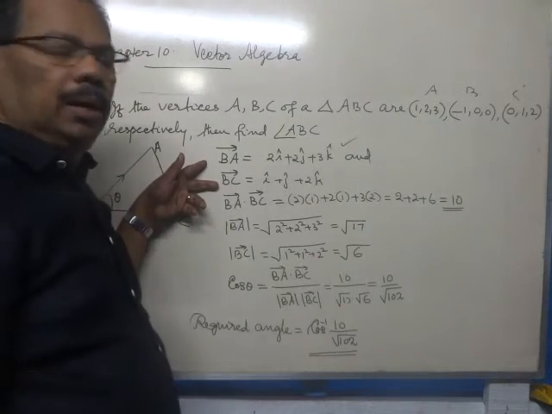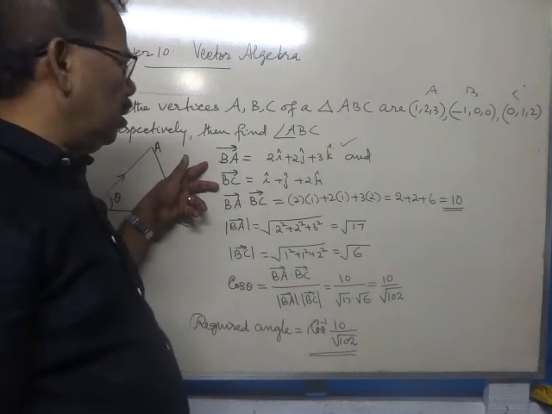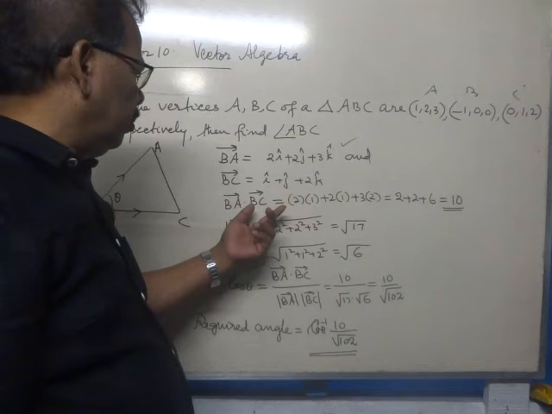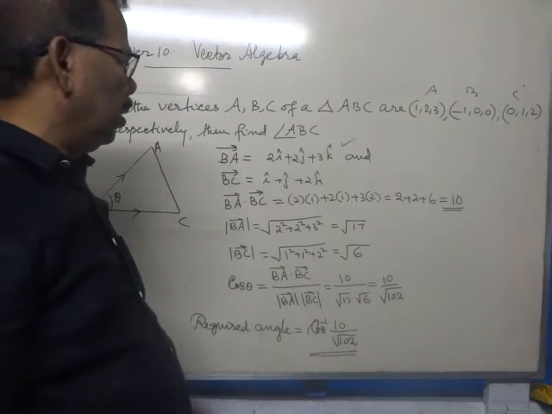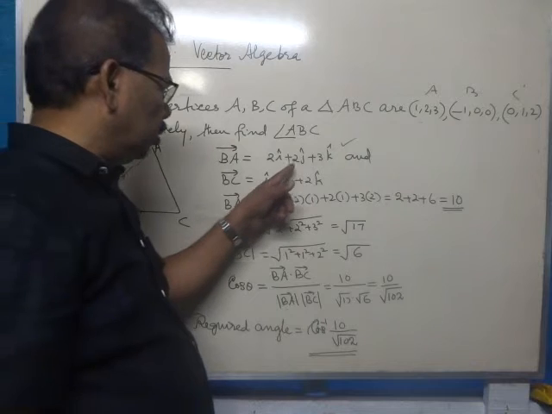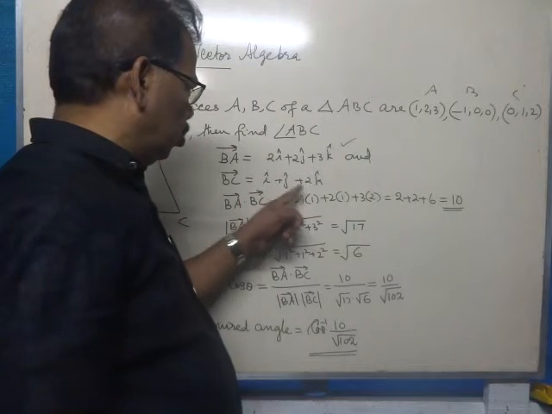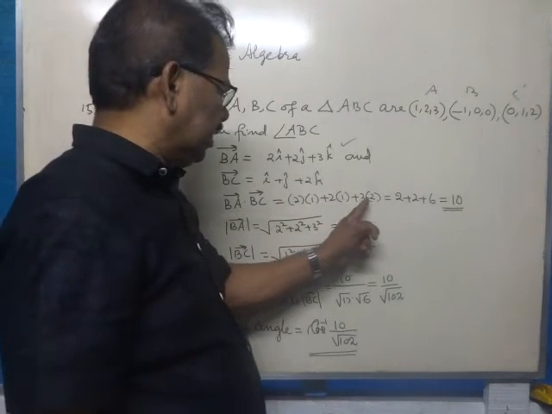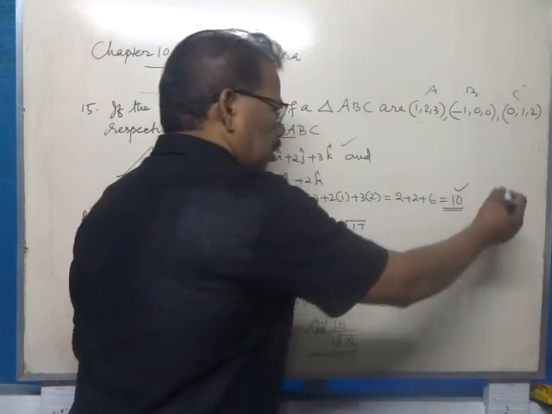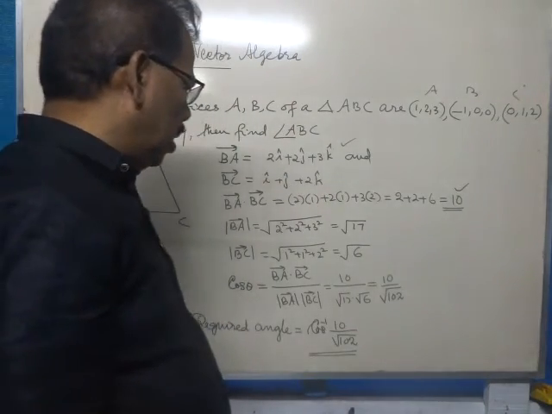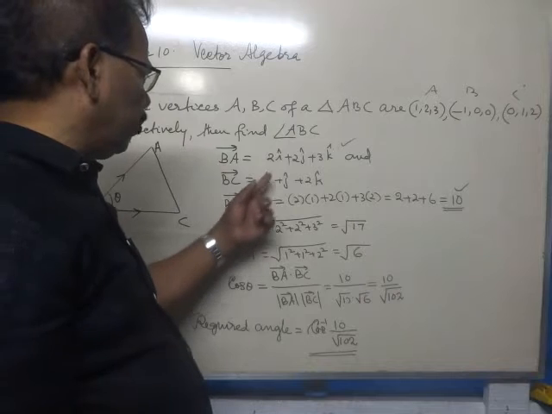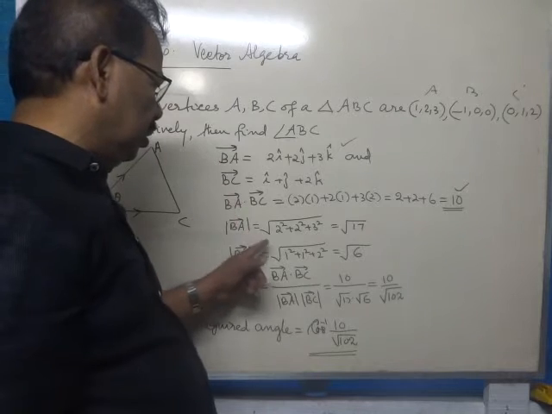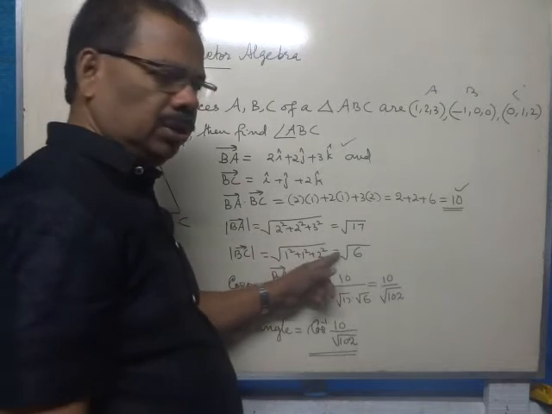Now vector BA and vector BC are written. Now we can find the dot product of vector BA and vector BC. That is A1, A2, that is 2 into 1 plus B1, B2, 2 into 1 plus C1, C2, 3 into 2, that is 2 plus 2 plus 6, that is 10. A dot B is calculated to be 10. And the modulus of BA, that is square root of 2 square plus 2 square plus 3 square, that is root 17. And modulus of BC, that is 1 square plus 1 square plus 2 square, that is root 6.